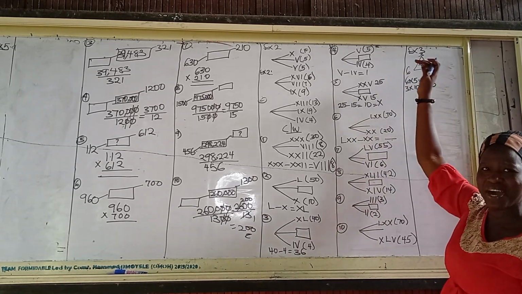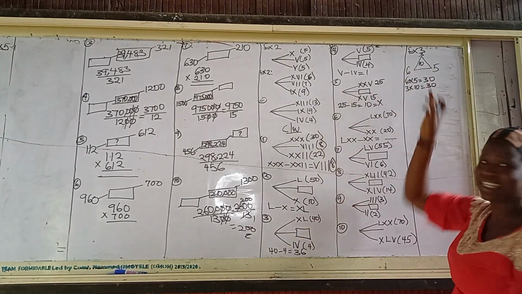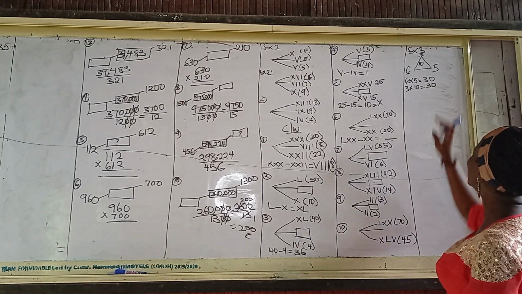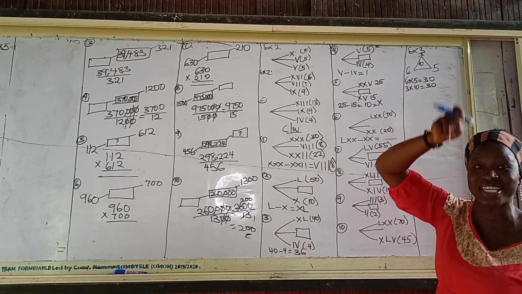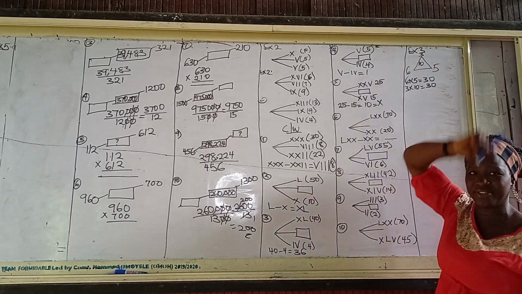What if this 3 is not given and we are only giving the 10, the 6 and the 5? What am I going to do? 6 times 5 is 30. Divide it by this 10, you get your 3. So that's how they got the 3.